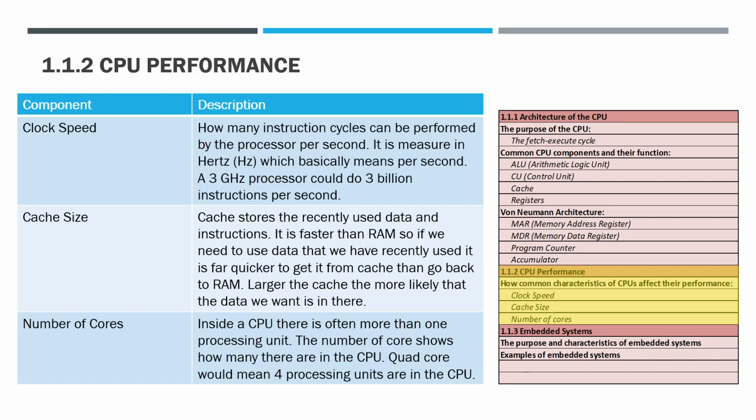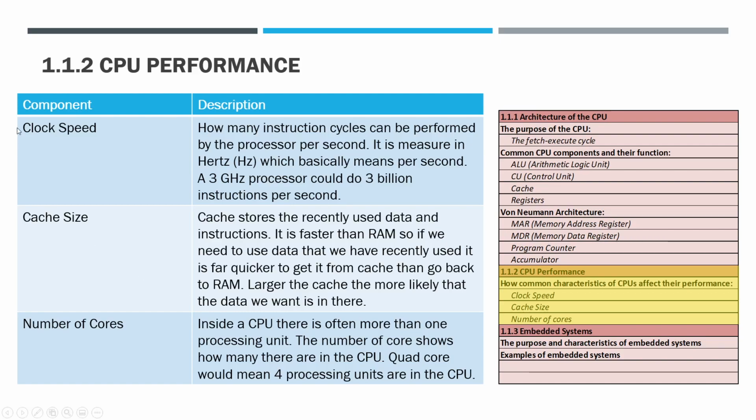So the clock speed. What the clock speed is, every time that the computer performs an instruction, it does this when the clock ticks. Like that. Bang, bang, bang. And how fast it ticks is what the clock speed is. So basically, it is how many instructions can be performed by the processor per second. It's measured in hertz, which basically means per second. So a 3 gigahertz processor could do 3 billion instructions per second.